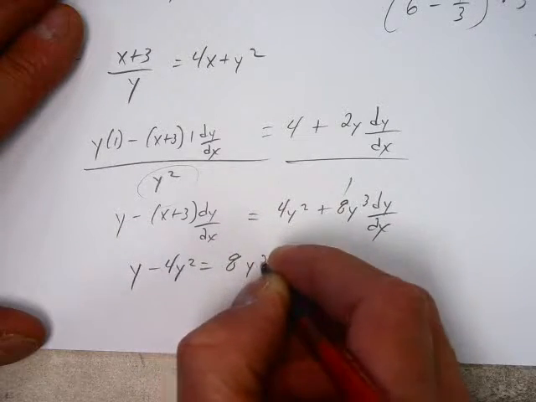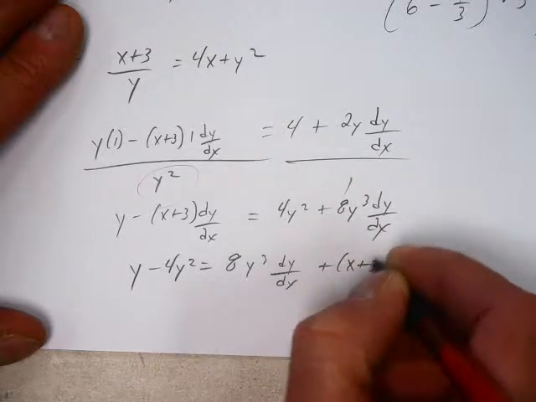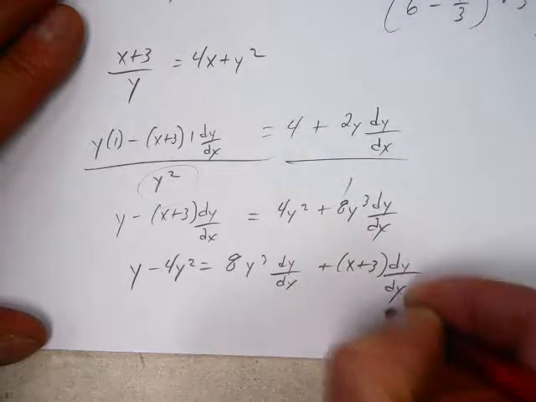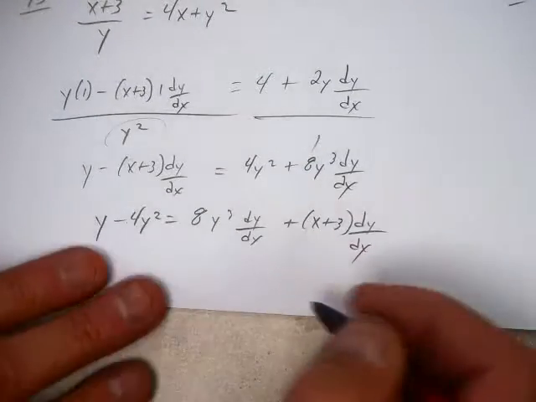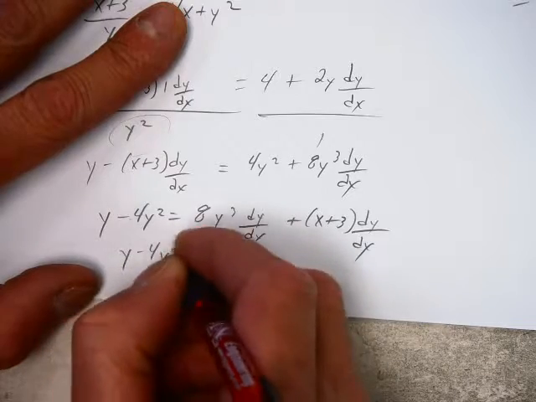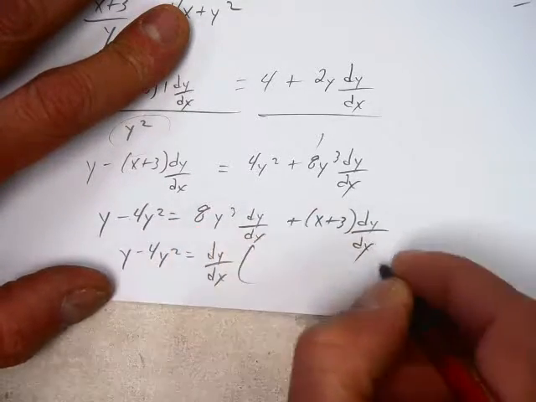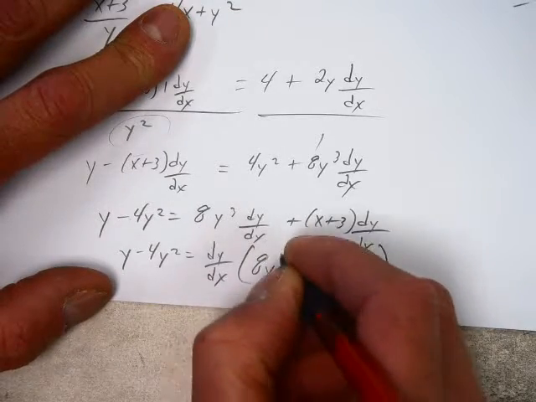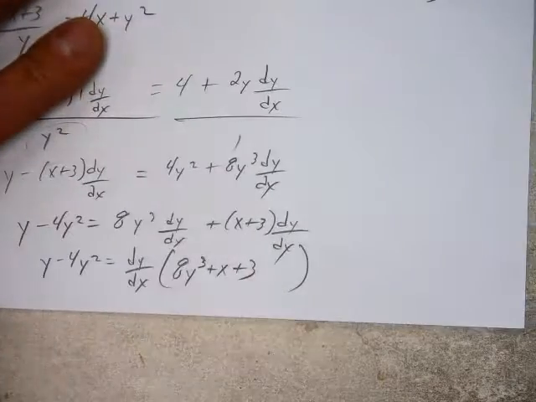So let's collect some things. Again, we can do it either way. Move this over. Now, since this is addition, I can just go ahead and think about those parentheses just being gone.